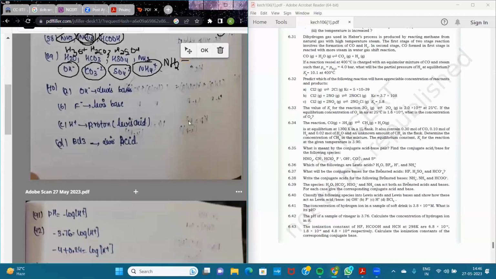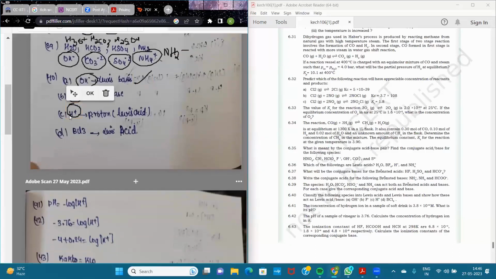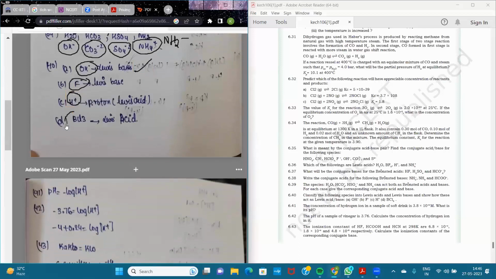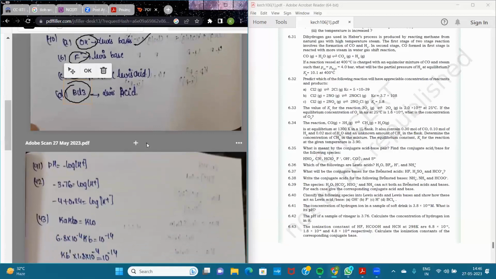We'll go to the 40th question. Classify the following species into Lewis acids and Lewis bases and show how these act as Lewis acid or base. OH minus has a pair of donating electrons, so it acts as a Lewis base. F minus also acts in a similar way. H plus is a cation. It can accept electrons, so it's a Lewis acid. BCl3 has a vacant p orbital, so it can act as a Lewis acid.